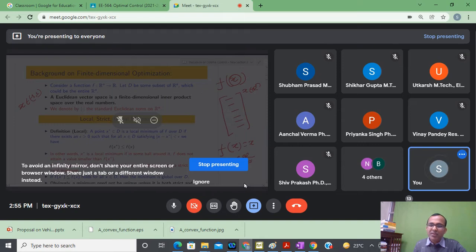Shikhar Gupta, please unmute yourself and then answer. Yes, sir. Whatever Priyanka is telling is correct. If the domain is minus 1 to 1, then the maximum will be at 1 and the minimum will be at minus 1. Okay, could someone comment on why minima and maxima will not exist?